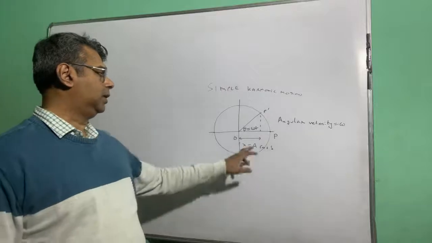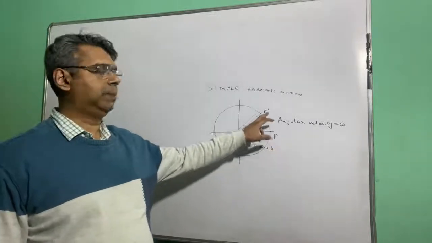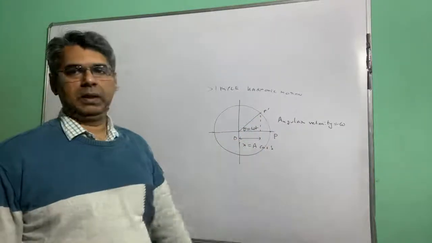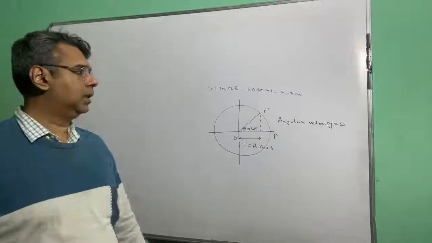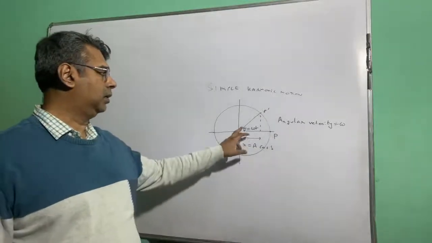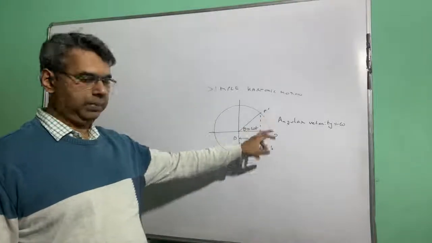So after a time t, the particle started the journey from P. After a time t, the particle will reach P dash, and this angle will be theta equal to omega into t. So omega is the angular velocity, and after a time t, the angular displacement theta will be omega into t, and the particle will move from p to p dash.